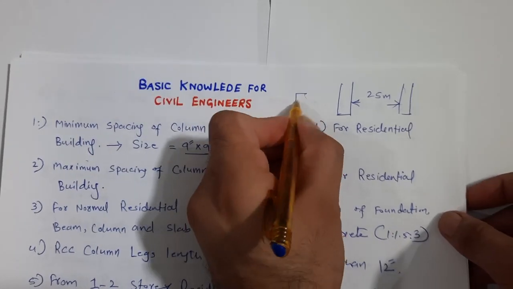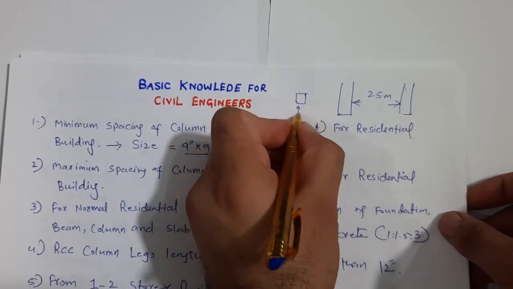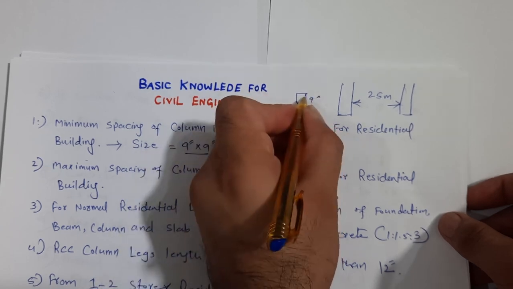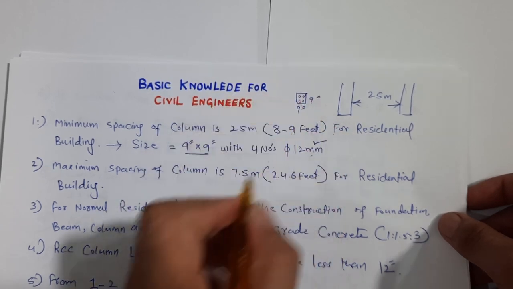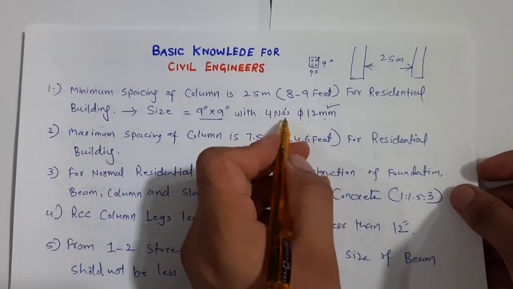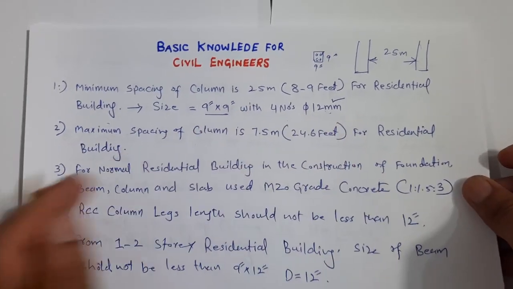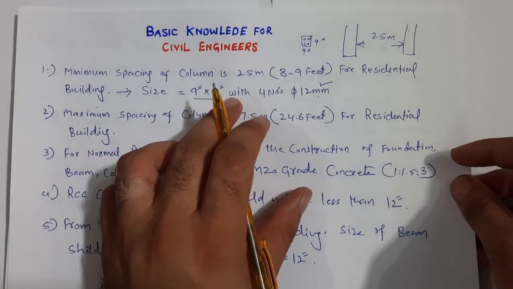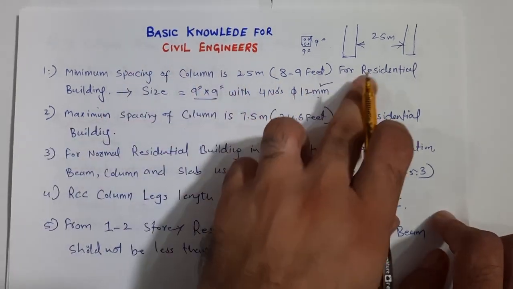As you can see guys, the size should not be less than 9 inches by 9 inches including 4 numbers of steel rods, which dia should not be less than 12 mm. So this is for minimum spacing of RCC column.